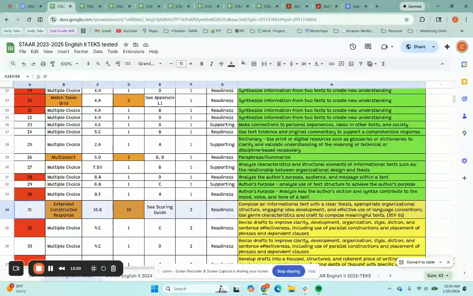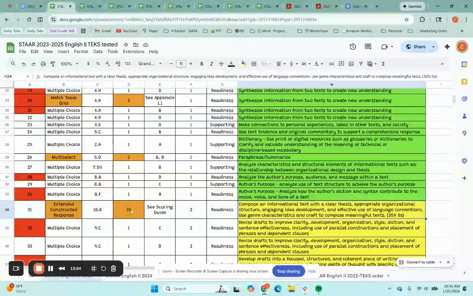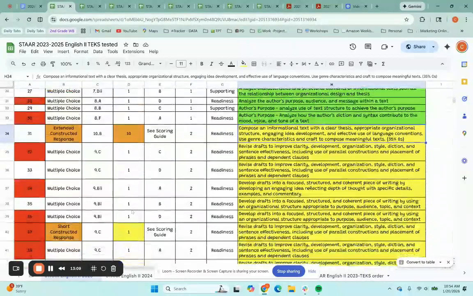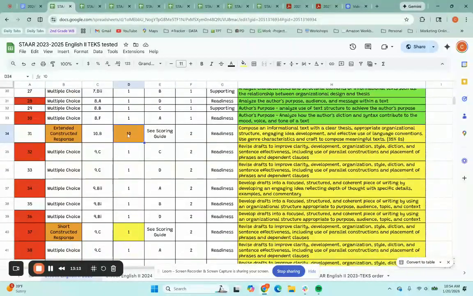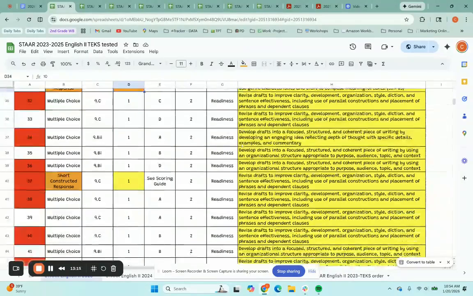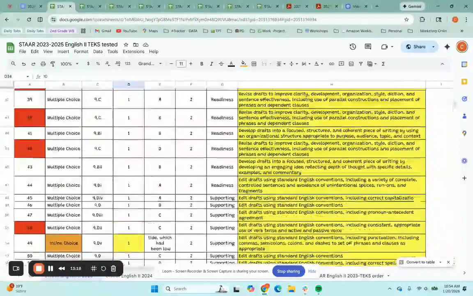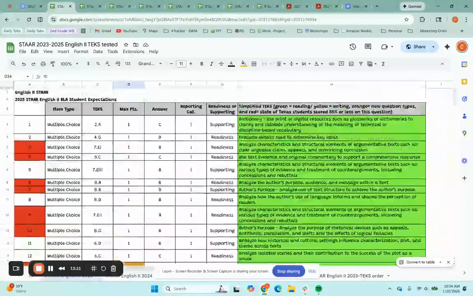Okay, it's on the last reading passage, but I put it yellow because it is writing, and the points are going to be part of the writing part of the test, half reading, half writing. 10 points for the ECR, then you get into revising, and then you get into editing. That is the order of the test.